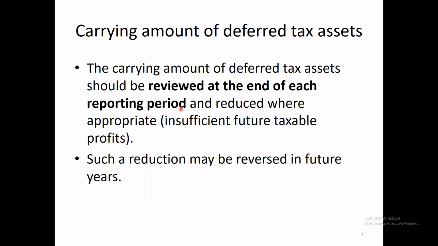Sometimes there is insufficient future taxable profit. Recall what a deferred tax asset means. In the present period, we are paying higher taxes when compared with the accounting tax. It means we are paying higher tax now, so in the future we have to pay less tax. Therefore, we keep it as an asset. It means we pay the tax in advance, right?